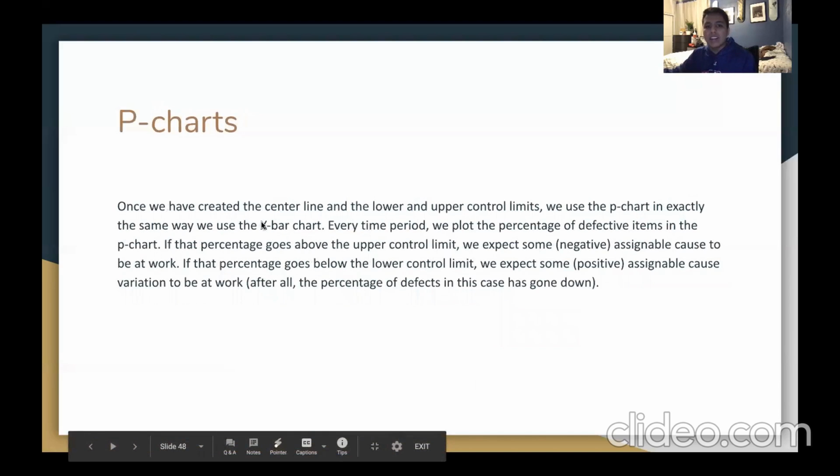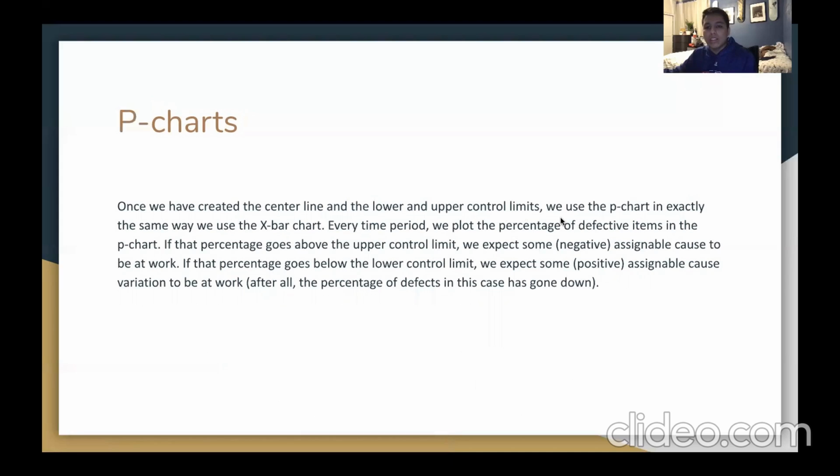Once we have created the center line and our lower and upper control limits, we use the P-chart in exactly the same way as we would read an X-bar chart. Every time period, we plot the percentage of defective items in the P-chart. If the percentage goes above the upper control limit, we expect a negative assignable cause to be at work. If the percentage goes below the lower control limit, we expect some positive assignable cause to be at work. After all, the percentage of defects in this case goes down.